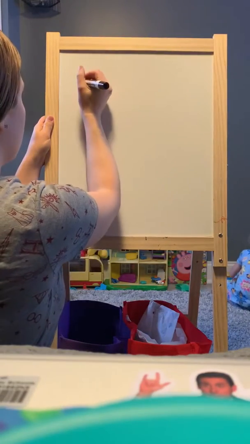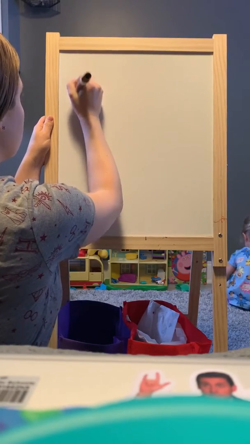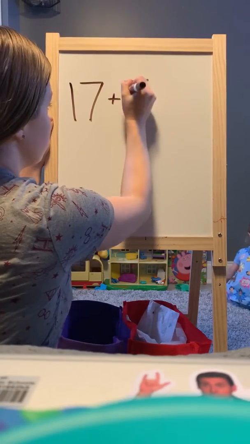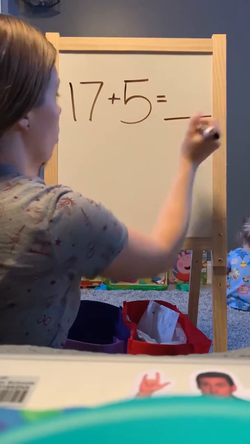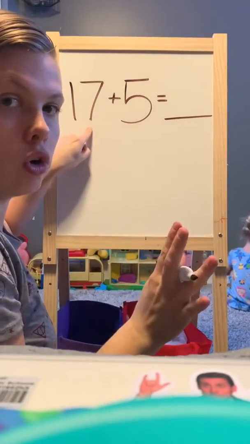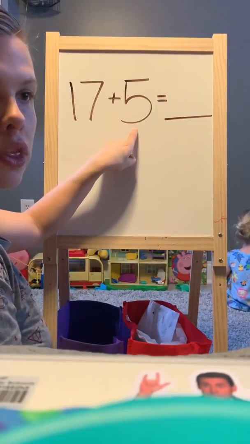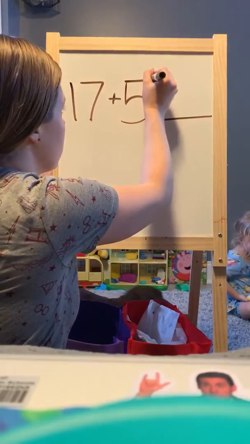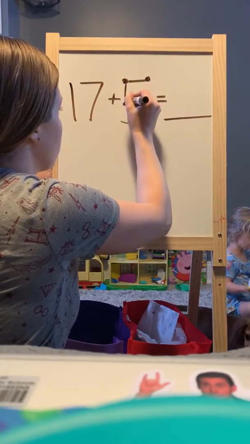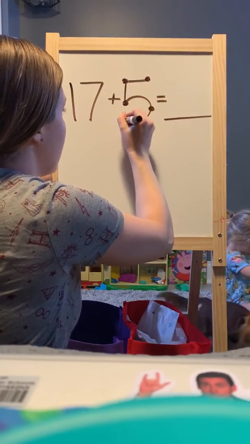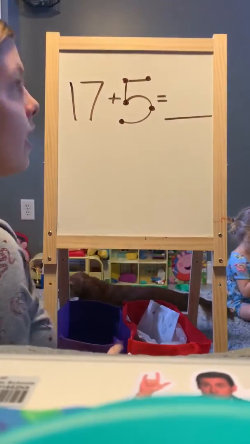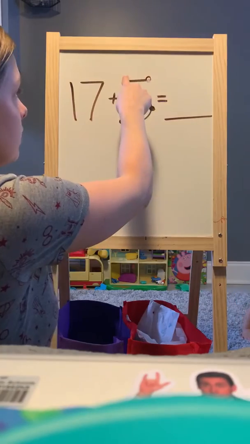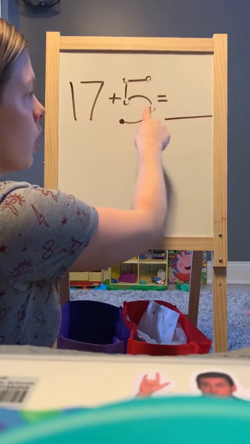So if we were doing 17 plus 5, we don't do anything with this first number at all. We only do the touch math on the second number. So we put the dots on for them to touch and count. 1, 2, 3, 4, 5. And again, you do that for them. And then they can count on 17, 18, 19, 20, 21, 22.